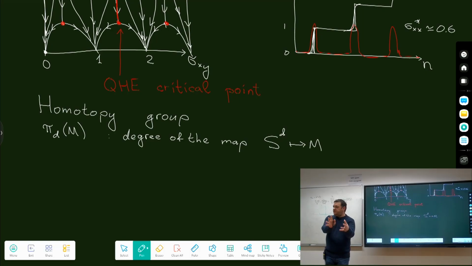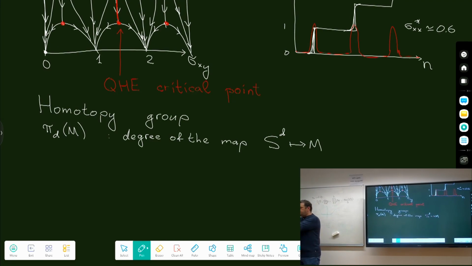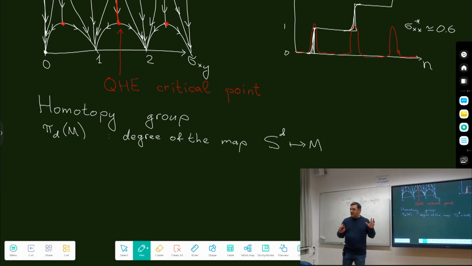Imagine you have a d-dimensional sphere. It can be 1-dimensional, 2-dimensional, 3-dimensional, 8-dimensional. And you have some manifold M, and you have different continuous maps from this sphere to that manifold. These continuous maps can be continuously deformed, and you say all the maps that can be deformed into each other are equivalent. These equivalent maps can be identified by the degree of the map, because when you continuously modify it, the degree doesn't change. So if you have many non-trivial maps that cannot be deformed into each other, you have a non-trivial homotopy group.